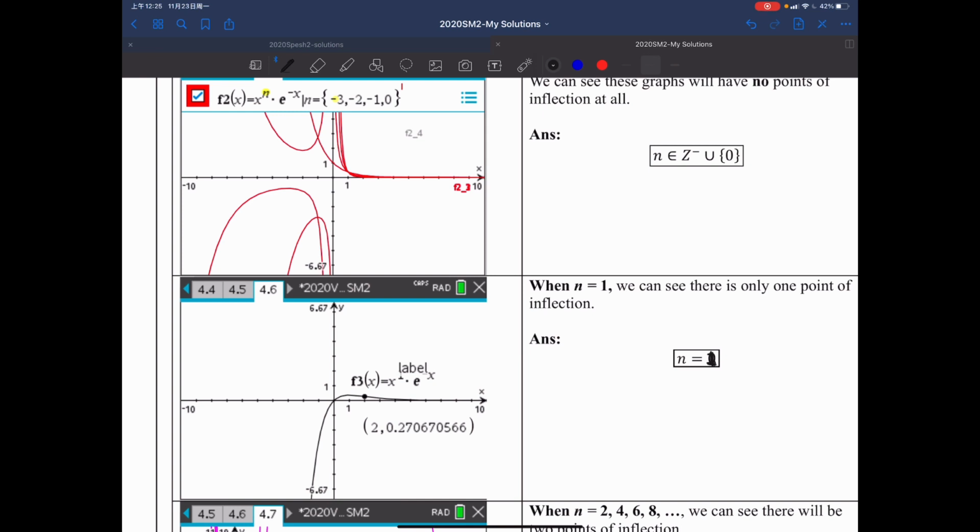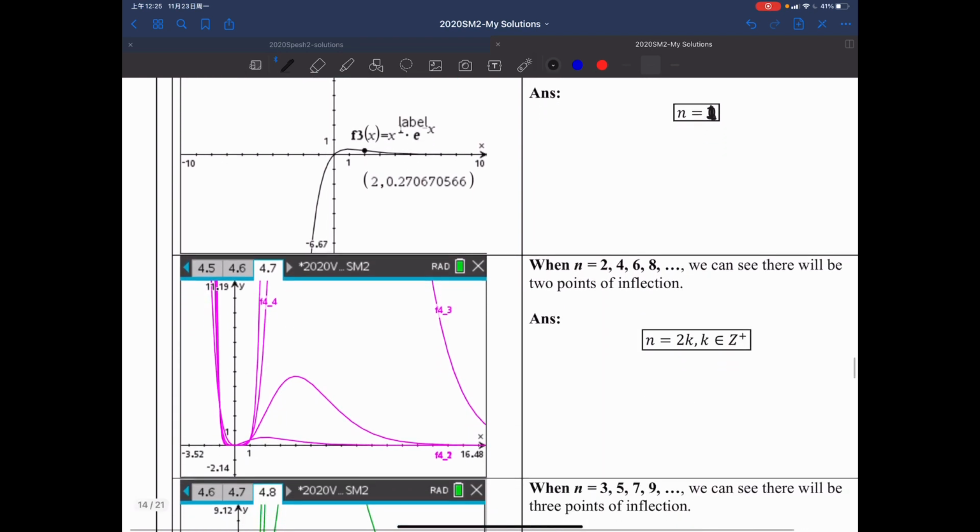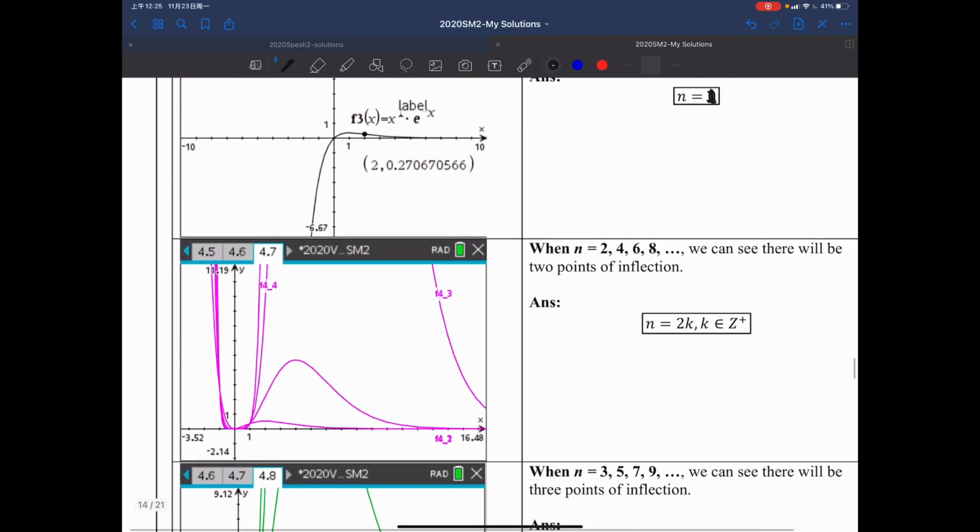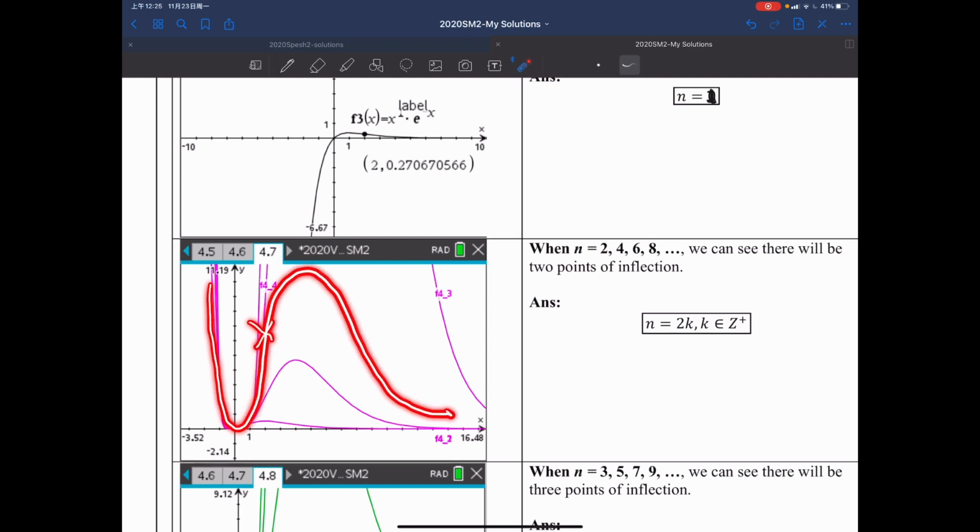I need to fix that later. Then for n equals 2, 4, 6, 8, we can see the general shape always looks like that. Here is one point of inflection, here is another point of inflection, depending on how big our n value is. So I can say it's all even numbers, okay? All even numbers.